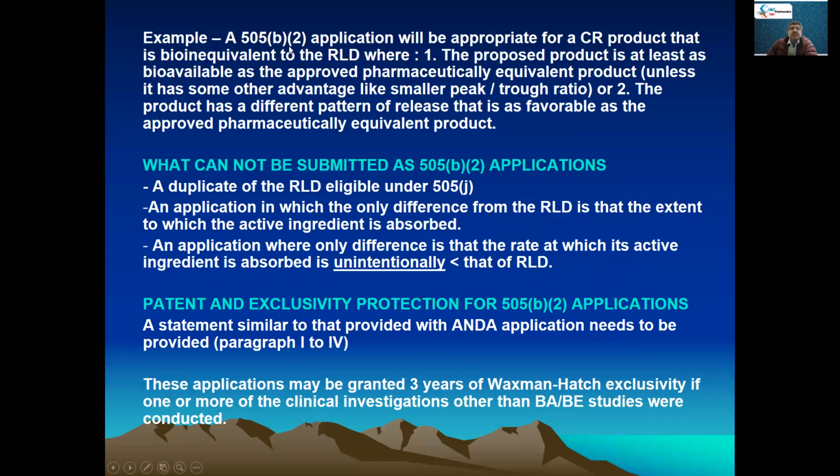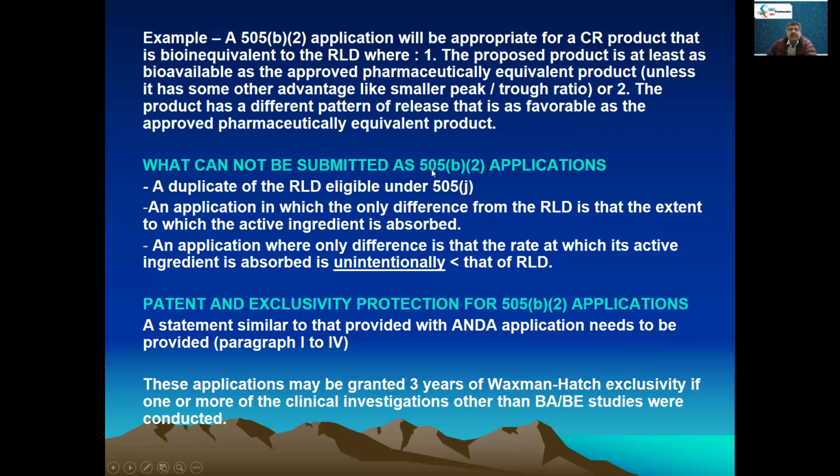Another example is that a 505(b)(2) product may be appropriate for a controlled release product that is bio-inequivalent to the RLD, where the proposed product is at least as bioavailable as the approved pharmaceutically equivalent product, unless it has some other advantage like a smaller peak to trough ratio, or the product has a different pattern of release that is favorable as compared to the approved pharmaceutically equivalent product.